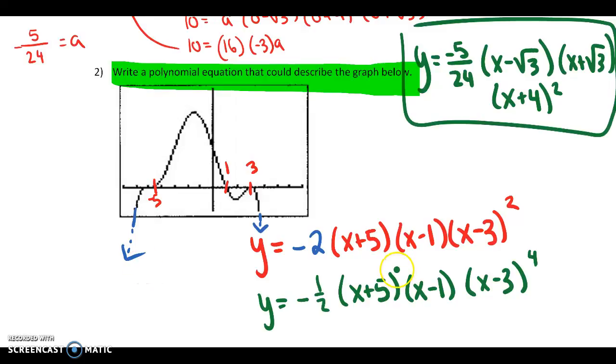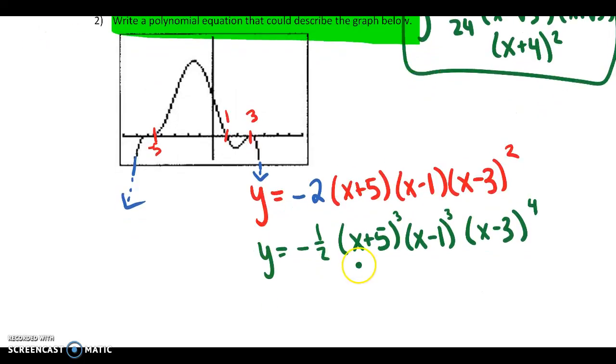Okay, again, I only know that these have an odd multiplicity, so these could technically be 3rd degree, or they could have a multiplicity of 3, because then I would have 3 x's here, 3 here, and I'd have 4 here. So that would give me a total of 10 x's, which again would be a down-facing end behavior. So that's another option for what this graph could look like.